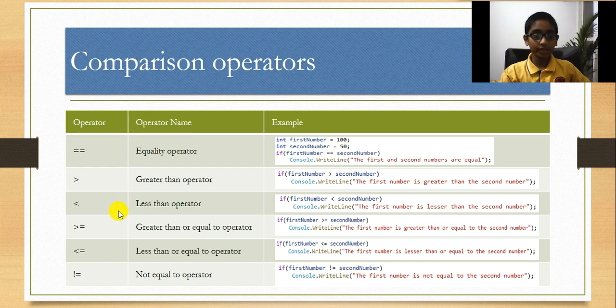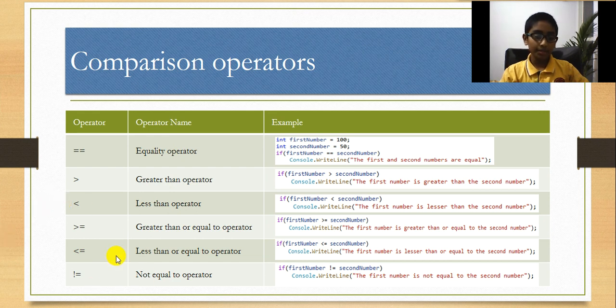Next, we're going to talk about the greater than or equal to operator. We use the greater than or equal to operator to check if the left-hand side variable is greater than or equal to the right-hand side variable. Let's understand it with an example. Here I'm declaring an if statement to check if the first number is greater than or equal to the second number. So I'm saying if first number greater than or equal to operator second number, then Console.WriteLine, the first number is greater than or equal to the second number.